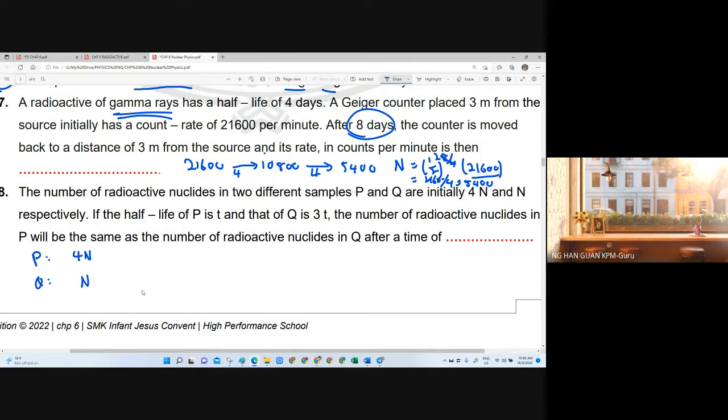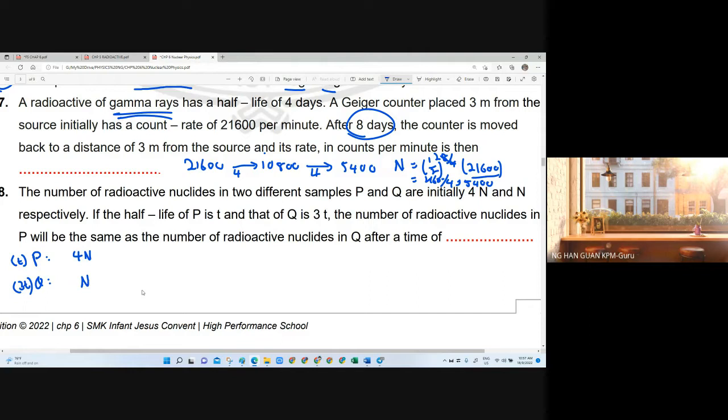If the half-life of P is T, and the half-life of Q is 3T, then Q's half-life is longer. So Q has the lower decay rate, and P has the higher decay rate because its half-life is shorter, only T, but Q's is 3T. So the number of radioactive nuclei in P will be the same as in Q after a time of when.